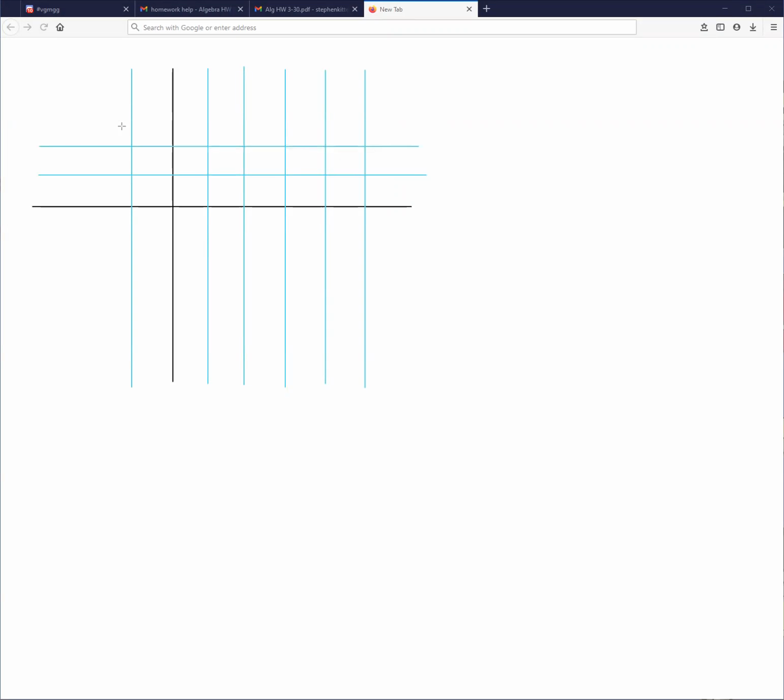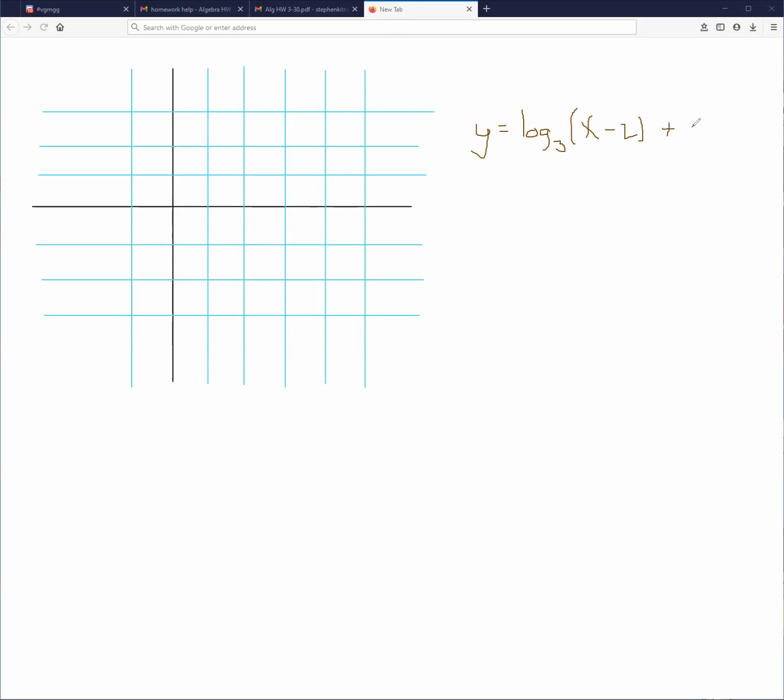We are going to consider what's going to happen if we have, I don't want to get too exotic here. So let's suppose we have y equals the log of, what sounds good? Let's go with y equals log base 3 of x minus 2, plus 1.